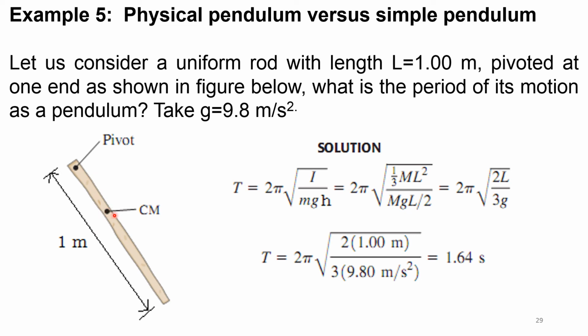Then here we have the center of mass, and we need to find the period, T, equals 2 pi times the square root of the moment of inertia over mgh. Then h is equal to the distance from the axis of rotation at one end to the center of mass. Then this is equal to 2 pi times the square root of 1 over 3 mL squared, which is the moment of inertia of a uniform rod when the axis of rotation is at one edge, divided by mgh. H equals L over 2, because h is the distance from the center of mass to the axis of rotation, which is half of the total length. Then we will have the period equals 1.64 seconds.